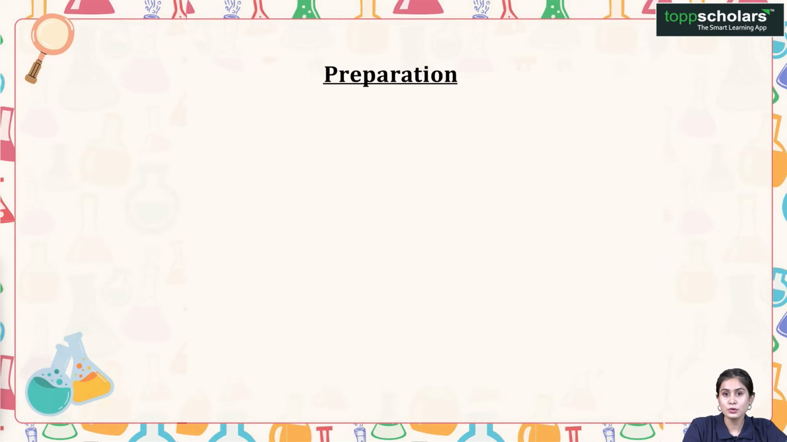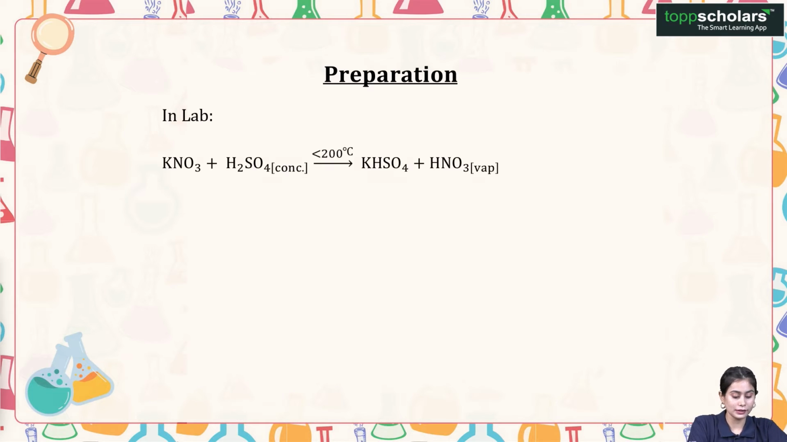First, as usual, we are going to start with the preparation of nitric acid. So how do we prepare nitric acid in the lab? Let's see. We use the salt potassium nitrate in the presence of concentrated H2SO4, at a temperature less than 200 degrees Celsius. What is formed is KHSO4 and HNO3, nitric acid. This we also saw in the reactions of sulfuric acid, right? Now we are here to see the formation of nitric acid.